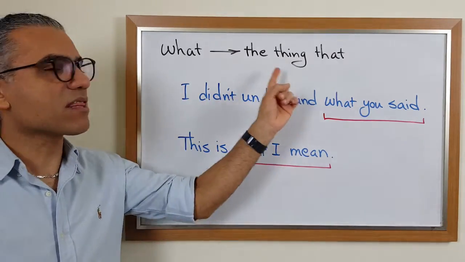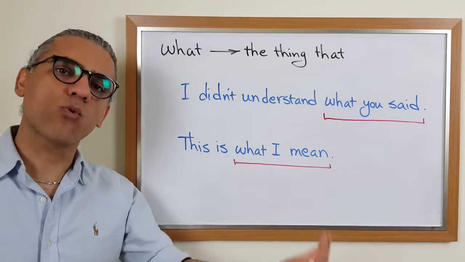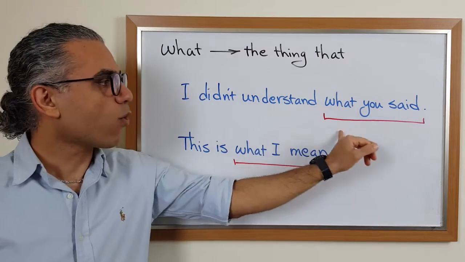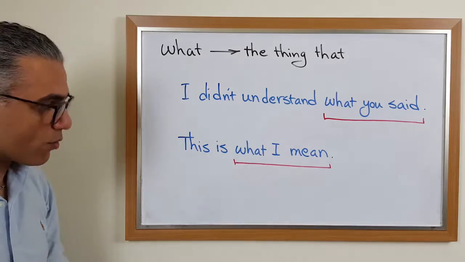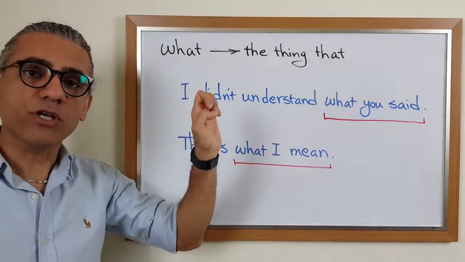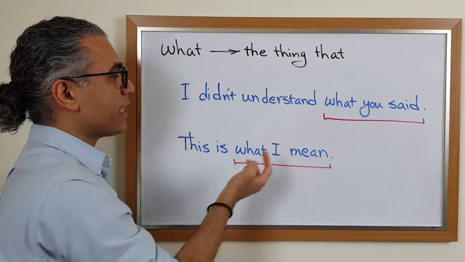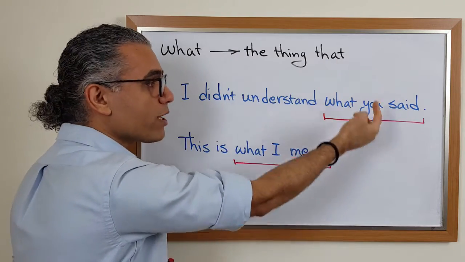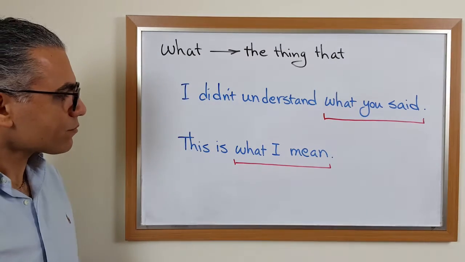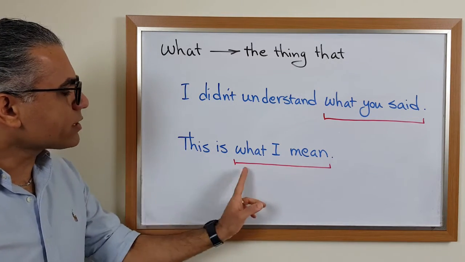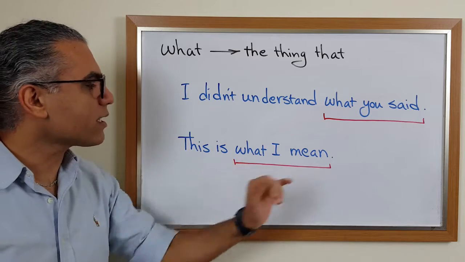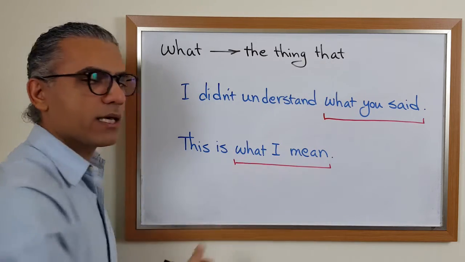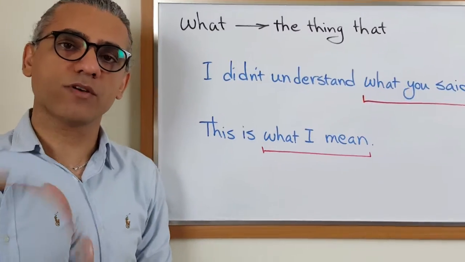The next relative pronoun is what. What means the thing that or the thing which. Look at these examples. I didn't understand what you said. So what here, you can remove it and replace it with the thing that. I didn't understand the thing that, or the thing which, you said. This is what I mean. Again, this is the thing that I mean. So this is another relative pronoun.